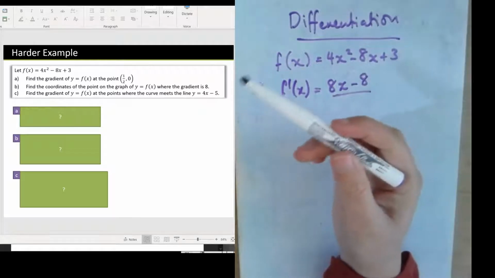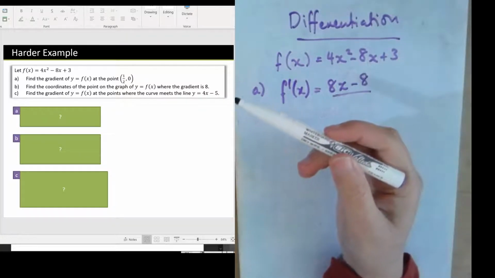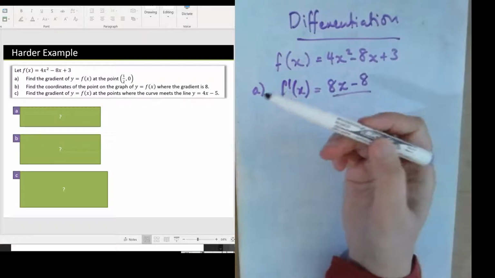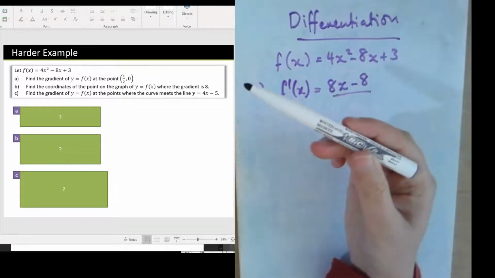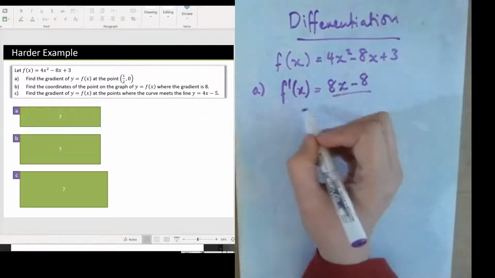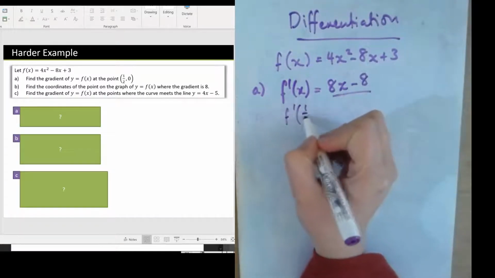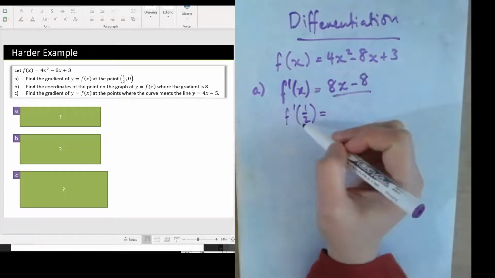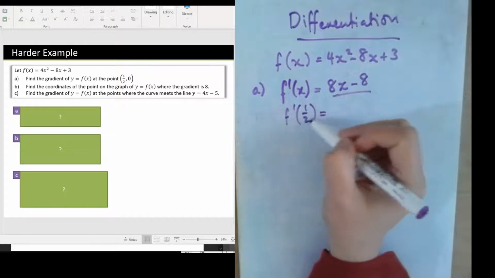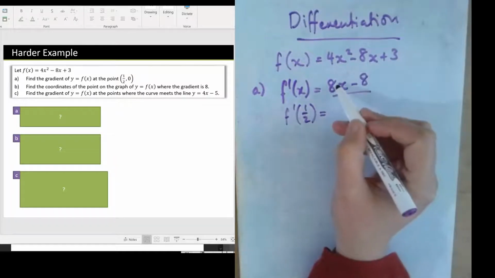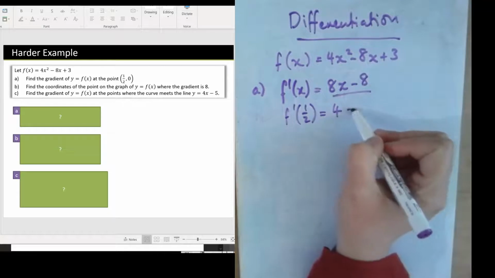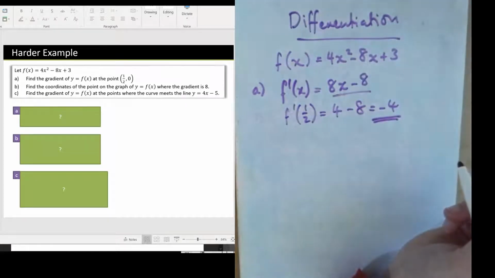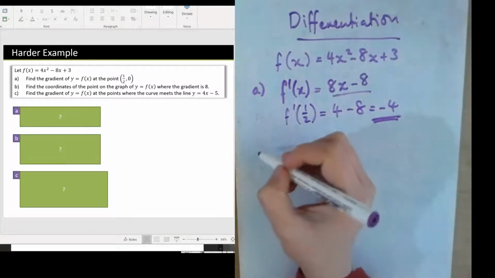Now, checking what they're asking me to do, it says at that point where x equals a half and 0. So I've only been given a reference for x here, so all I need to do is look at the x value in there. So the x value they've given me is a half. So when I am talking about the first differential when x equals a half, that's all this means. It just means that's my first differential when x equals a half. So 8 times a half is 4. 4 take away 8 is negative 4. That would be the gradient at that point. Okay? Super easy, I know.